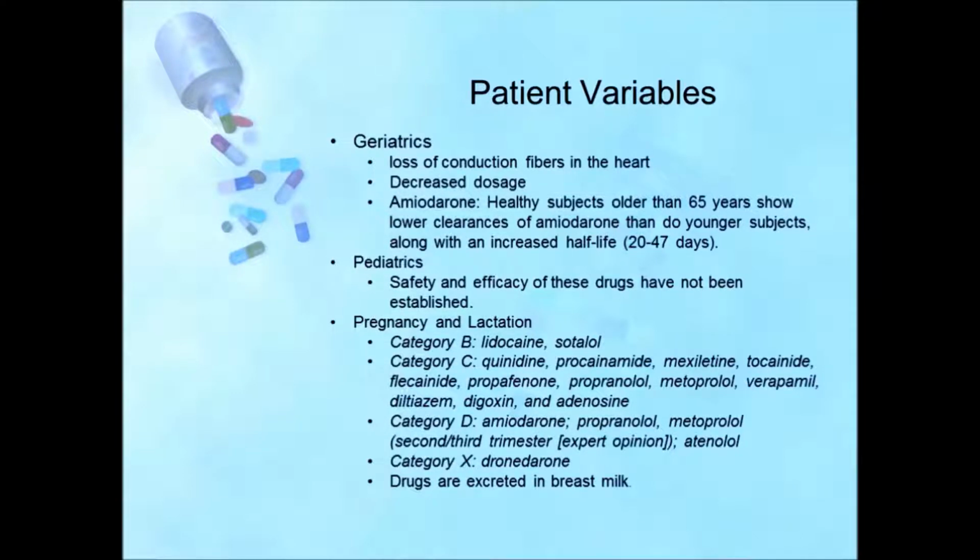For pediatric patients, safety and efficacy of the drugs have not been established. Pregnancy and lactation: lidocaine and sotalol are considered category B. Quinidine, procainamide, flecainide, propafenone, propranolol, metoprolol, verapamil, diltiazem, digoxin, and adenosine are all category C. For category D: amiodarone, propranolol and metoprolol during the 2nd and 3rd trimester, and atenolol.